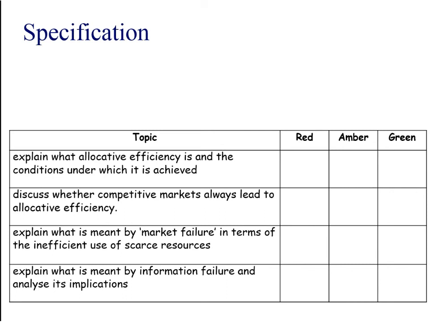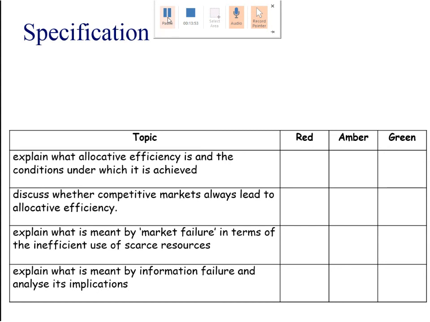Okay, so specification objectives. What is allocative efficiency? It is where consumer satisfaction is maximised. And what are the conditions under which it's achieved? It's when the quantity demanded equals the quantity supplied, and there is an equilibrium in the market. Discuss whether competitive markets always lead to allocative efficiency. Well, that's a very big question, and we're going to answer that in the following presentations, but the short answer is no, it doesn't, because we do get instances with demerit goods and merit goods and negative externalities and positive externalities where we get allocative inefficiency.